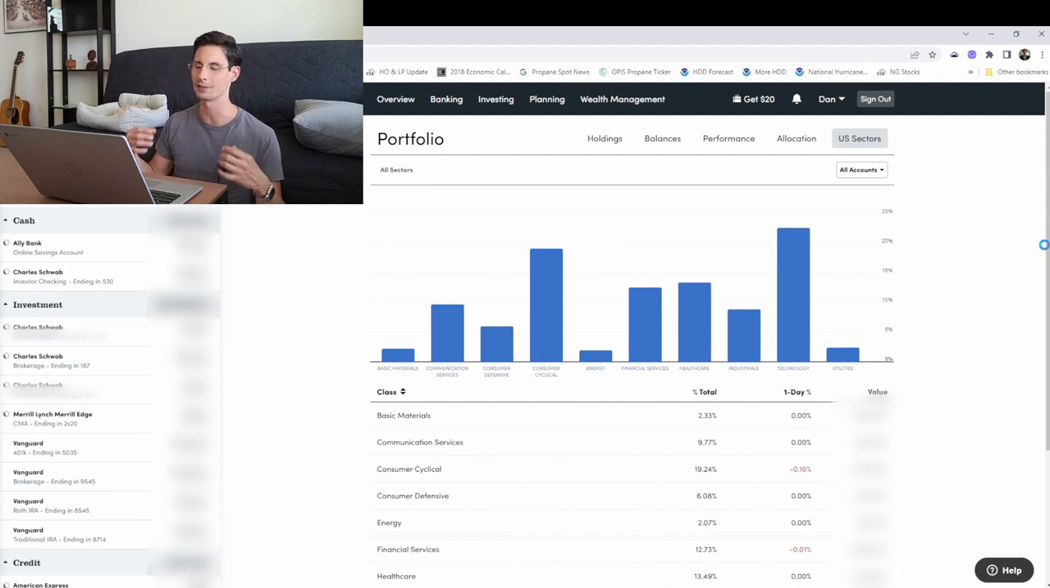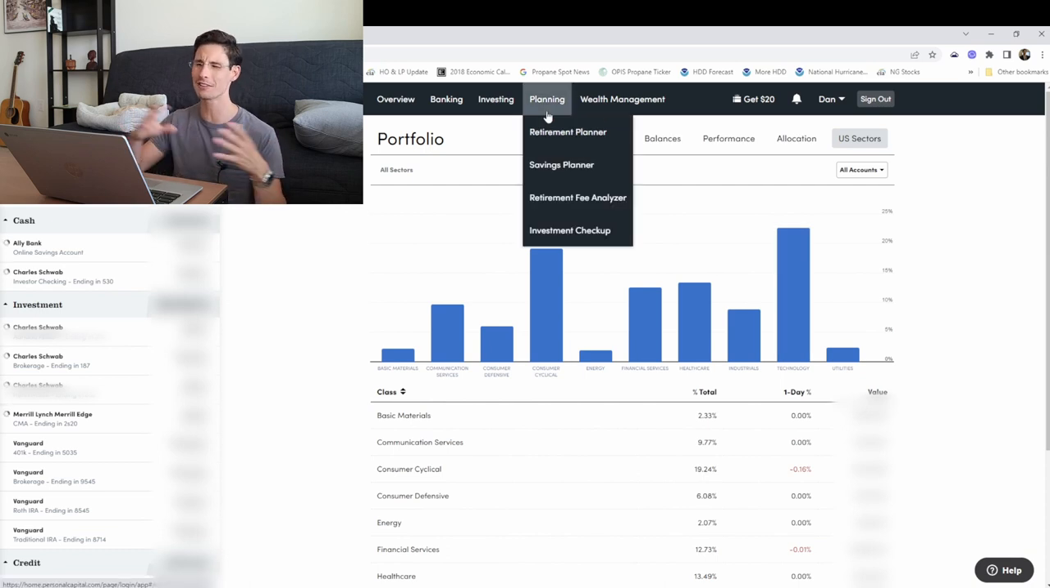I can't be bothered. I just do your broader index funds. Then we have planning tools. I don't want this video to get too long, but I do want to quickly highlight that they have that savings planner like in Microsoft Money and Quicken. It's got a cool retirement fee analyzer.